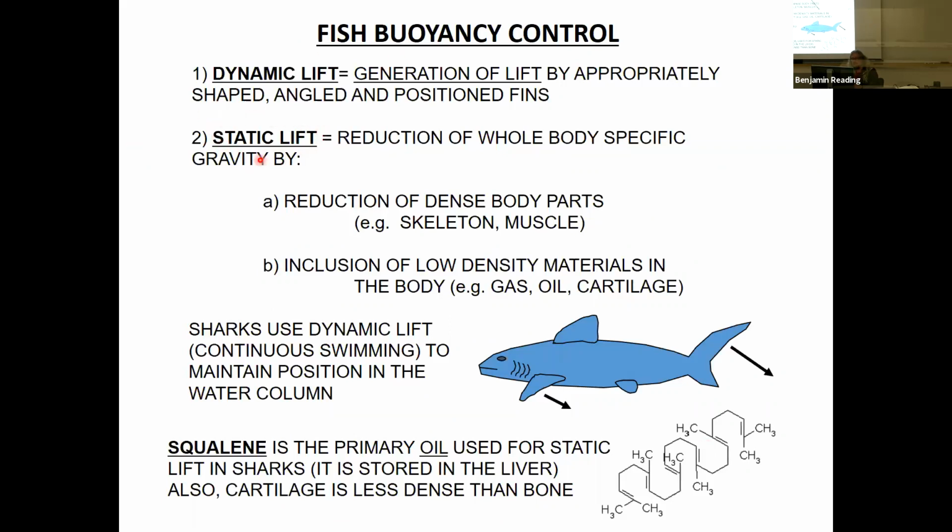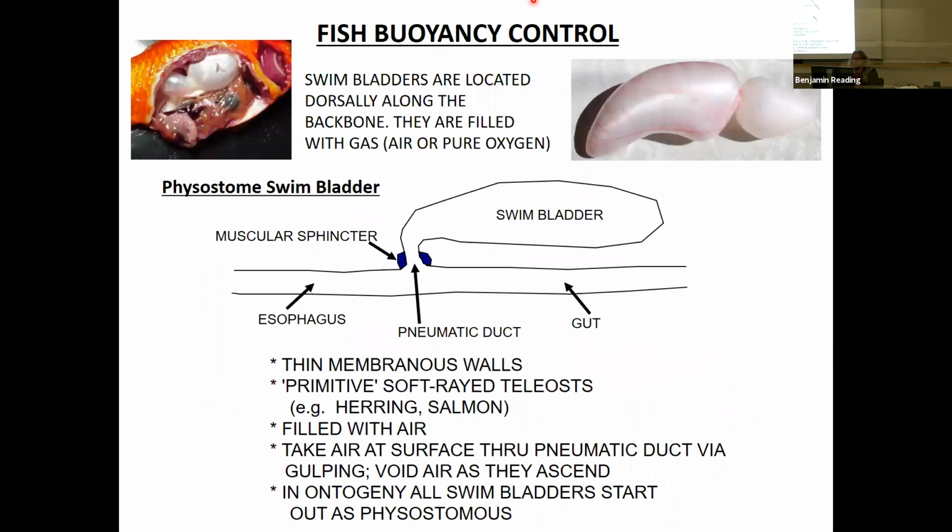Because they primarily use static lift, we've now decoupled our forward momentum vector of movement from our upward lift vector, which means we don't have to just rely on our fins and their placement to maintain our position in the water column. We'll use mostly static lift in the more derived teleost fishes. So the first form of this is what we call buoyancy control via a physostomous swim bladder.